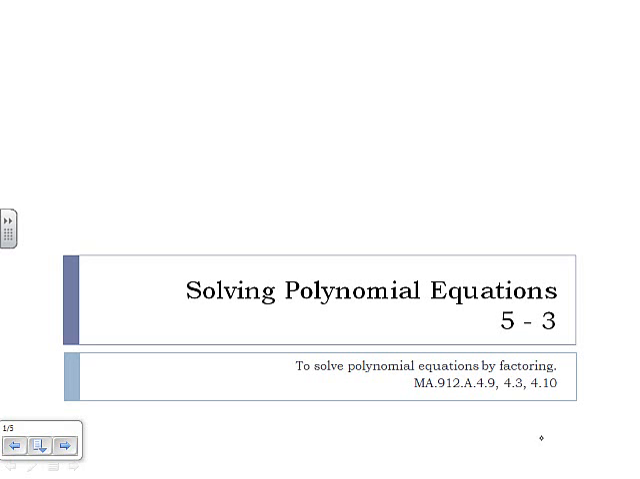Today we're going to be looking at solving polynomial equations, section 5-3 in your book. Your objective is going to be to solve polynomial equations by factoring. The standards that we're looking at are MA 912, Algebra 4.9, 4.3, and 4.10.